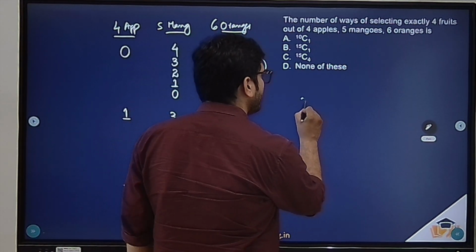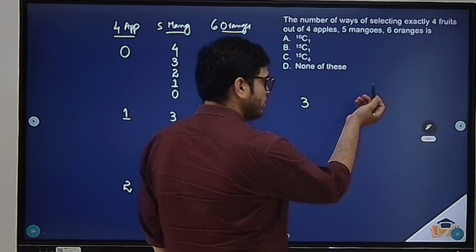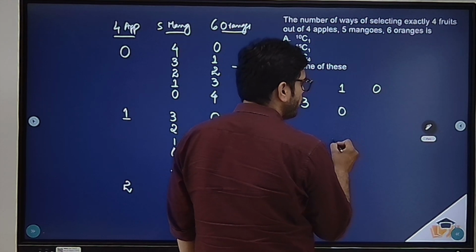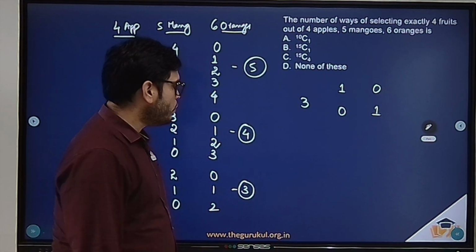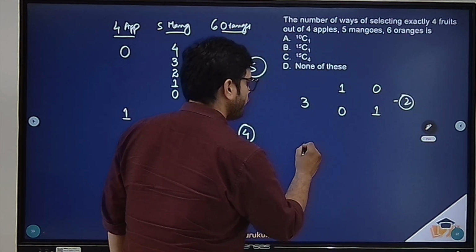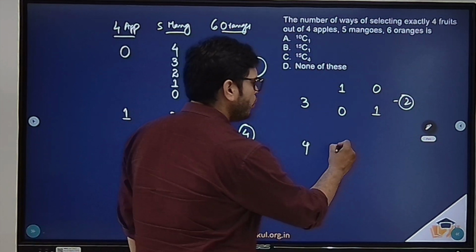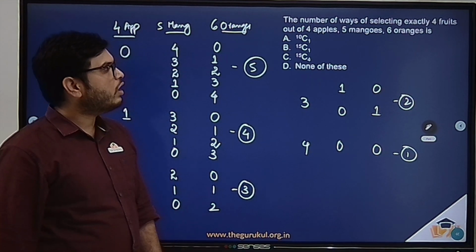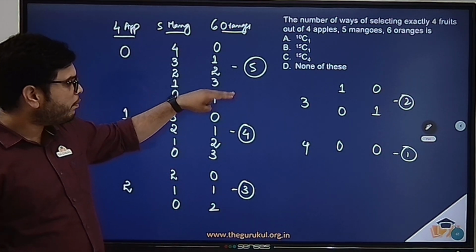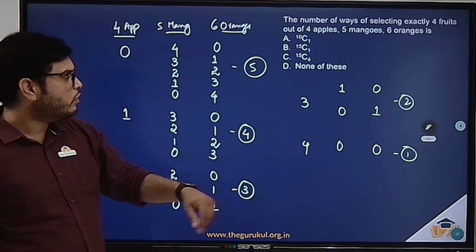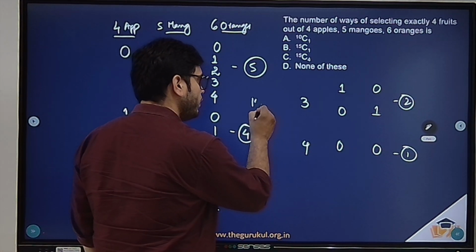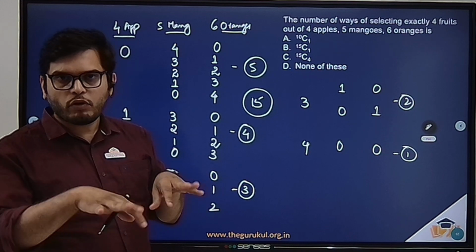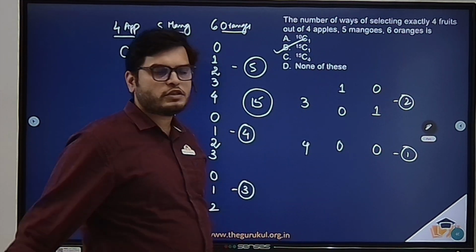Now, if I have 3 apples, the remaining one could be either a mango and 0 oranges, or 0 mangoes and 1 orange. So you have 2 ways. Now, if all 4 are apples, no orange, no mango, so you have 1 way. Now, in total, in how many ways can we select exactly 4 fruits? 5 plus 4 plus 3 plus 2 plus 1. So that has to be 15. So the value is 15. Now 10C1 is 10, 15C1 is 15, and 15C4 is not 15. So the answer for this question should be option B.